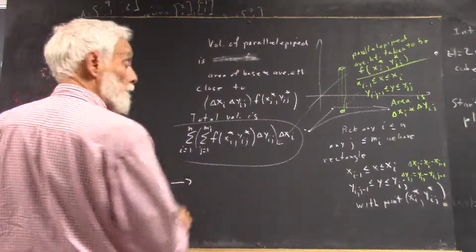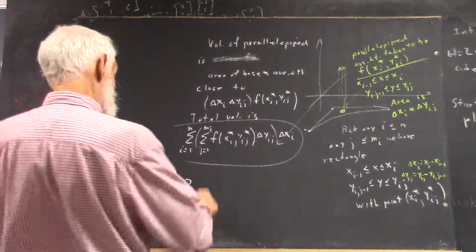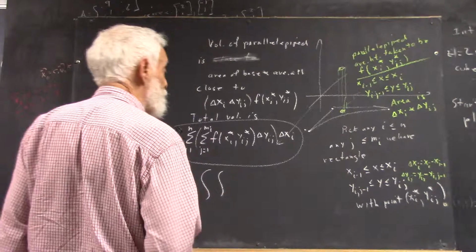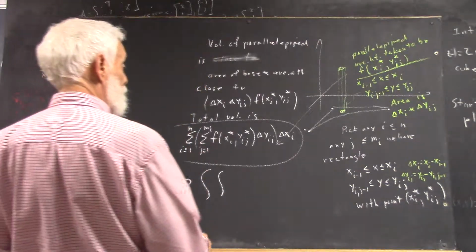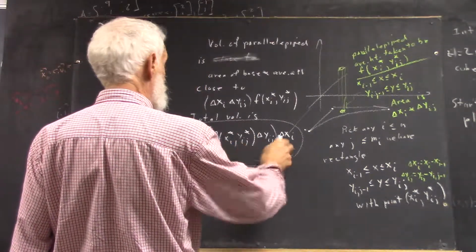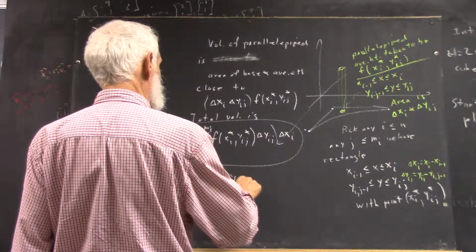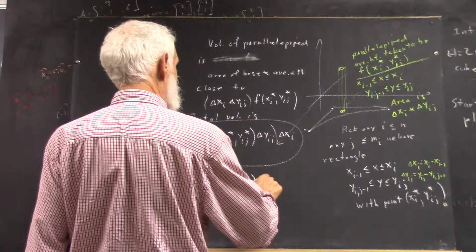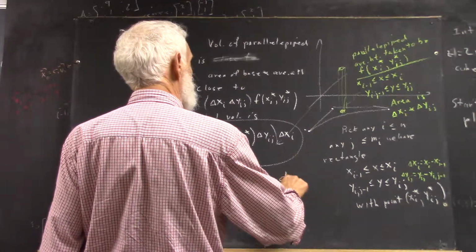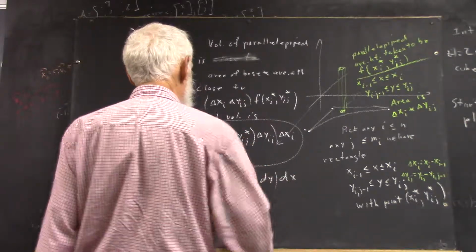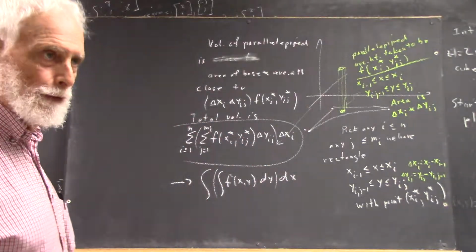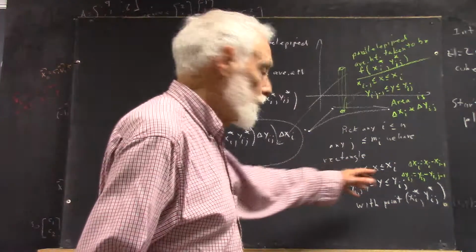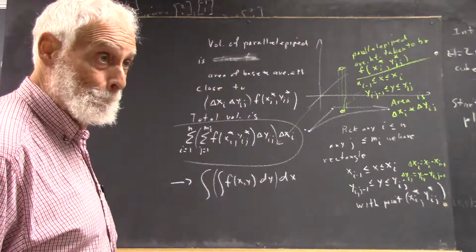And this approaches the integral. And the integral is what? Well, you leave the stars and the subscripts off. It just becomes f of x, y, dy dx. By magic, but we'll explain the magic a little further. This is enough to digest for now, okay?